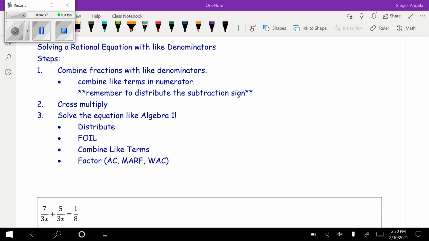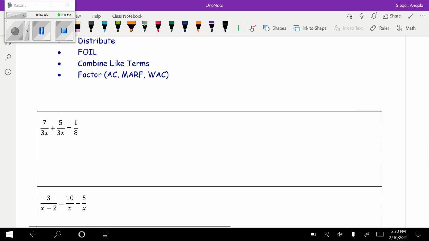Okay, so let's talk about solving rational equations with like denominators. Basically, you're going to combine the like denominators and then do the cross multiplying. So let's look at this. Before I can cross multiply, I need to combine these. So that is the same thing as 12 over 3x.